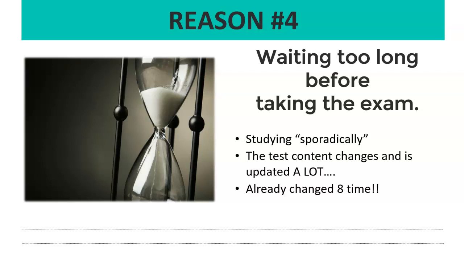That's why we teach people how to become a mortgage loan originator in 30 days or less. If you don't do it in 30 days, do it in 45. If you don't do it in 45, at least do it in 60. Okay, but you don't want to wait too long before taking the exam. That's the number 4 reason why people fail.